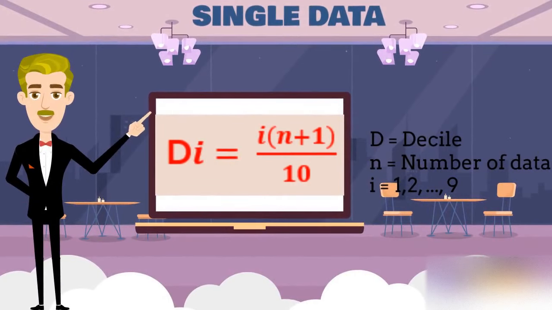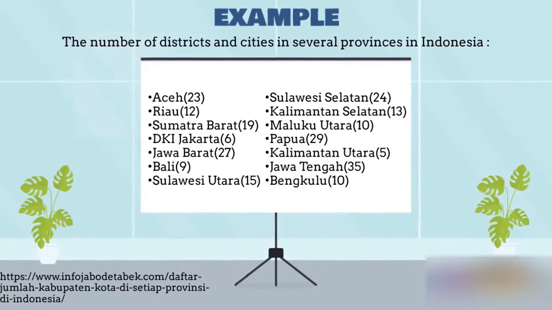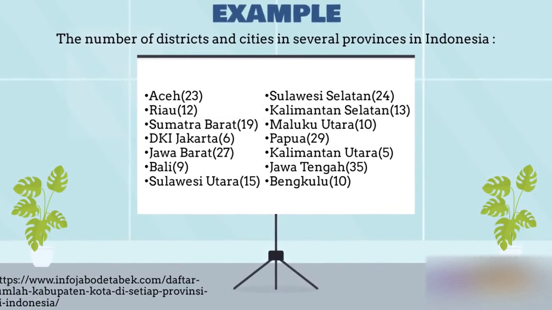First, deciles per single data. The formula is i times parentheses n plus 1 divided by 10. So for example, if you want to find the fourth decile, then i is replaced by 4. Means 4 times parentheses n plus 1 divided by 10. i is 1, 2, 3, up to 9. n is the number of data. This is the formula we use to find the deciles for single data. Okay guys, so here's the example.